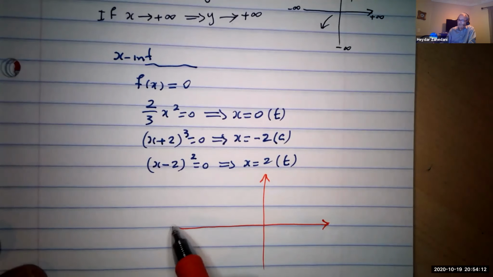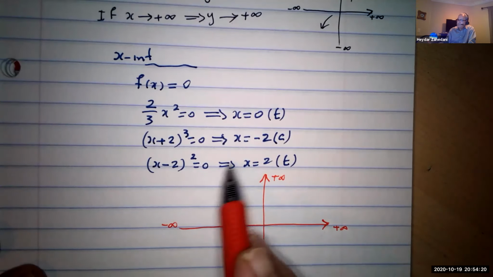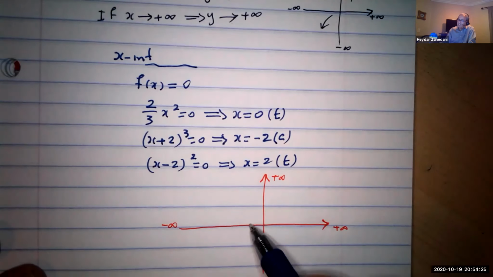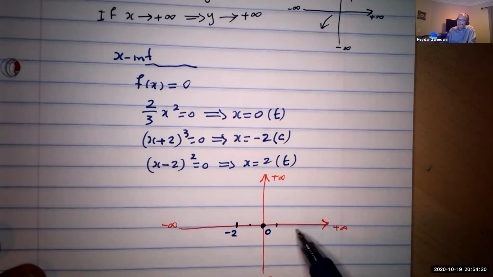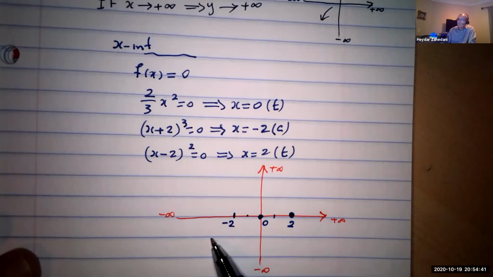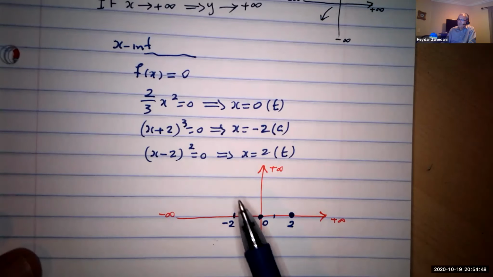So this is going to be negative infinity, positive infinity. You already identified it. Get these numbers: negative 2, 0, positive 2. You know crosses and touches, and you know you have to start from here. You start from the third quadrant, so you go to negative 2. At negative 2 it crosses.